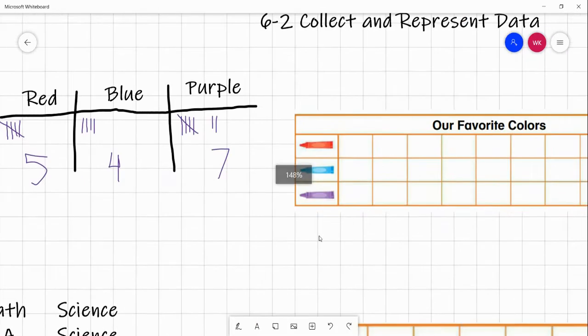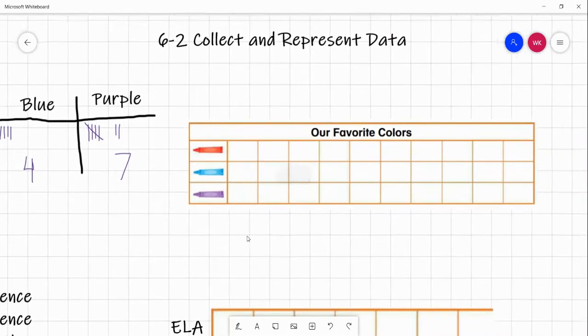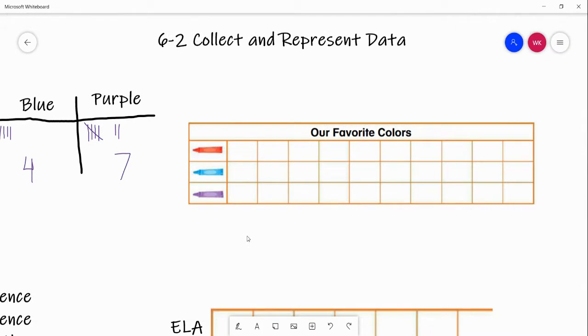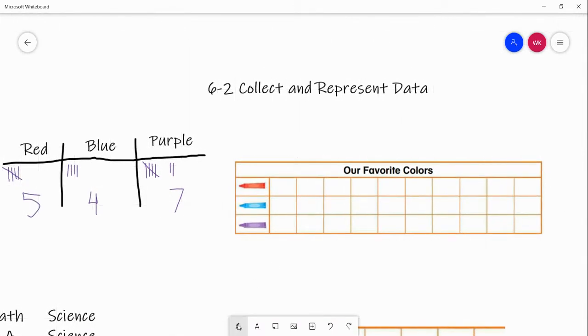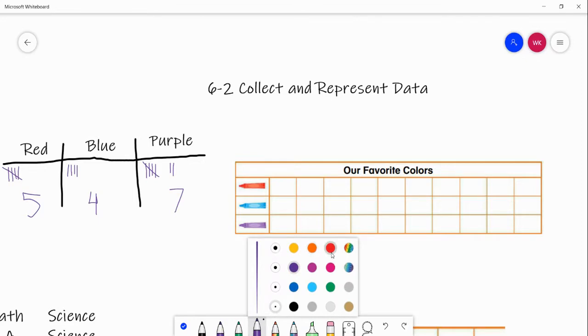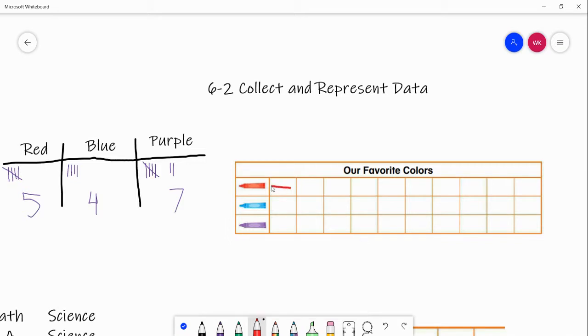So now I'm going to show this. This is called a picture graph. So I'm going to try my best to do these pictures. They're supposed to be crayons. So I'm just letting you know I'm not the greatest artist. So red, first I'm going to do my red crayon. So a picture graph is representing the tally marks into pictures of what they like. So these are going to be my crayons.